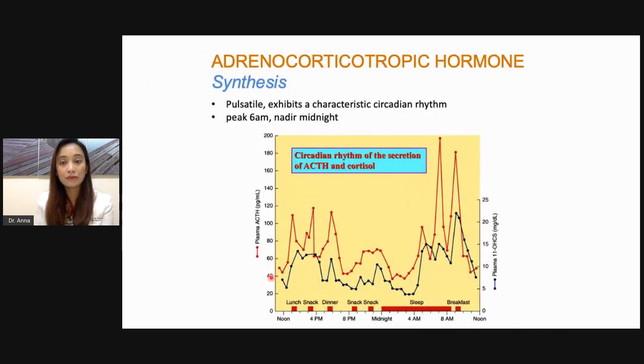Your adrenocorticotropic hormone has a pulsatile secretion and a characteristic circadian rhythm that mirrors the circadian rhythm of your cortisol. Usually ACTH rises first, and the rise in ACTH then affects the circadian rhythm of cortisol. The peak of ACTH is slightly earlier than the peak of cortisol, at about 6 a.m., and it has its nadir at midnight. Similarly, the nadir of cortisol, because they're directly related to one another, is also at midnight.